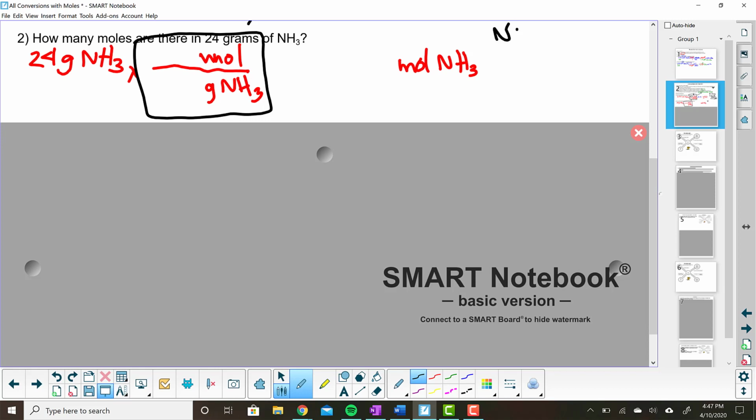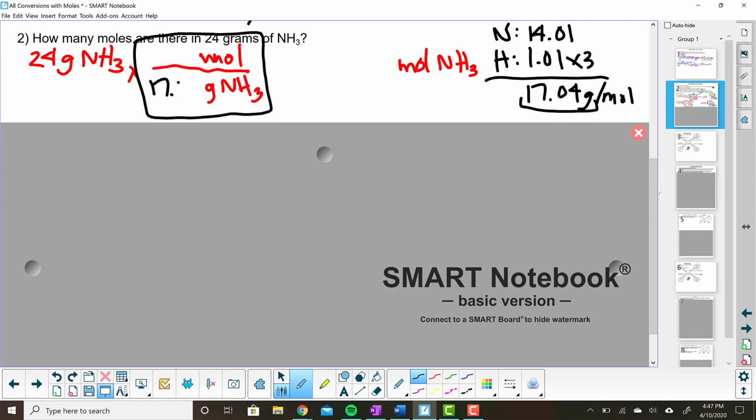Well, the mass of 1 nitrogen is 14.01. The mass of 1 hydrogen is 1.01, but I have 3 of them, and that's the molar mass, grams per mole, for ammonia, NH3. Again, this 17.04 goes with the grams, 17.04, and that's for every 1 mole. Then all I have to do is 24 divided by 17.04. So then with sig figs, you get 1.4 moles of NH3 as your final answer.